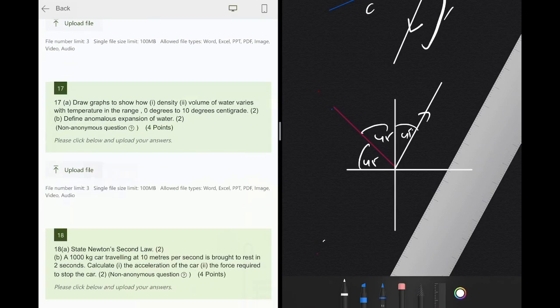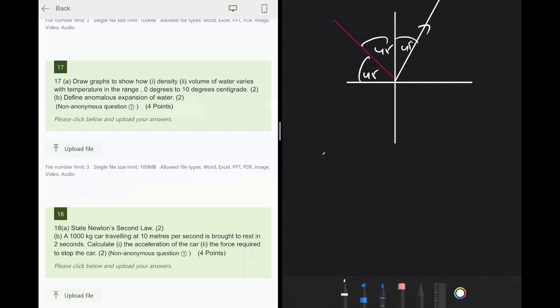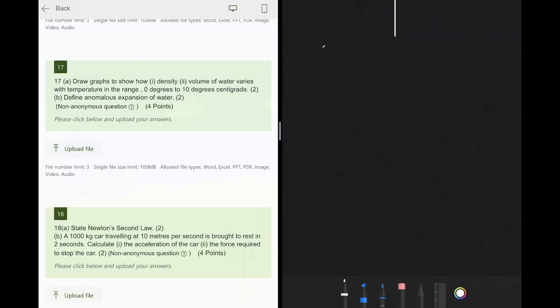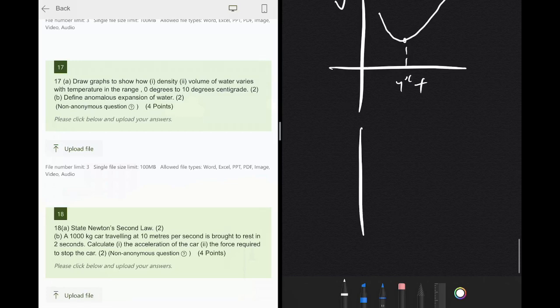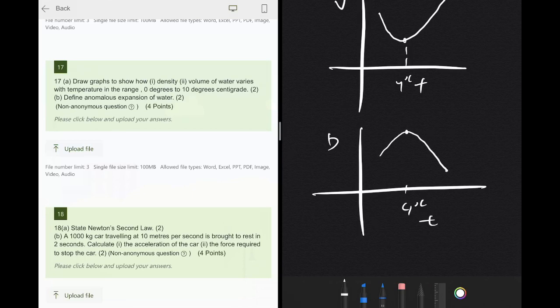Now next one, draw graphs to show how density and volume of water varies with temperature. So just draw the volume with temperature. So the volume is a minimum at 4 degrees centigrade. So you can just draw this kind of a graph. And density with temperature, again at 4 degrees centigrade, density is a maximum. So you should draw something like this.